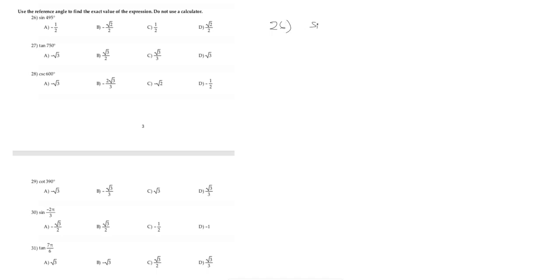Sine of 495. It's obvious that 495 is bigger than 360, so I subtract 360. 495 minus 360 is equal to 135. Wow, fantastic.